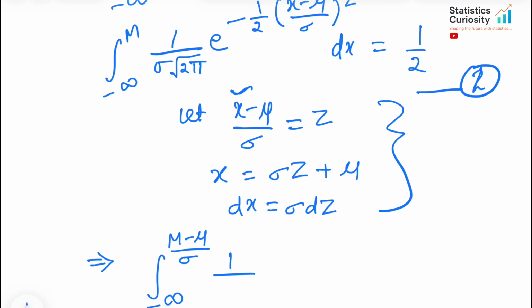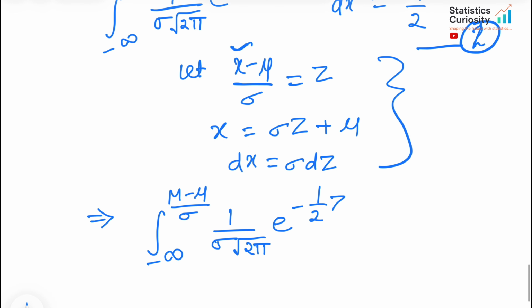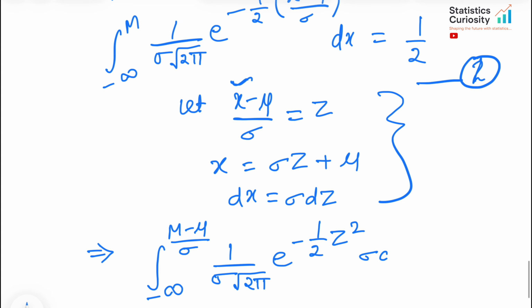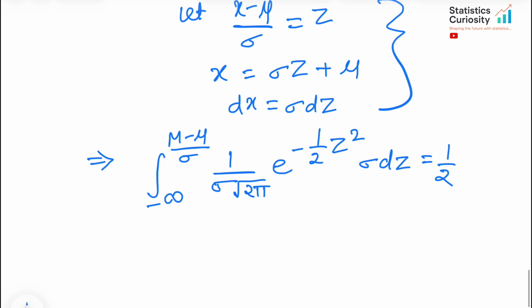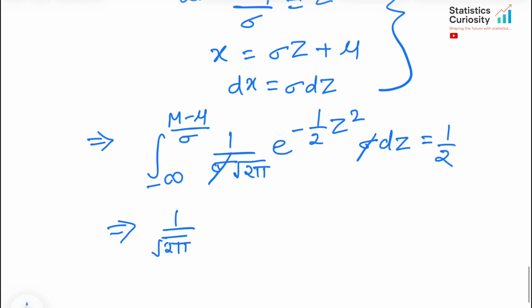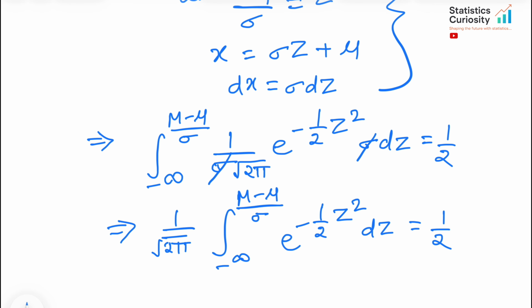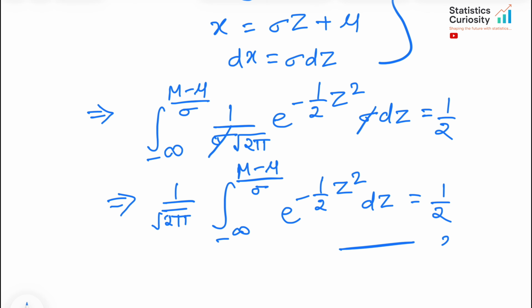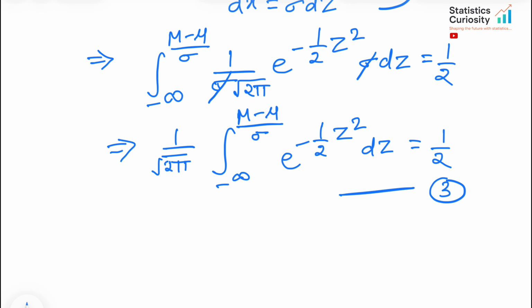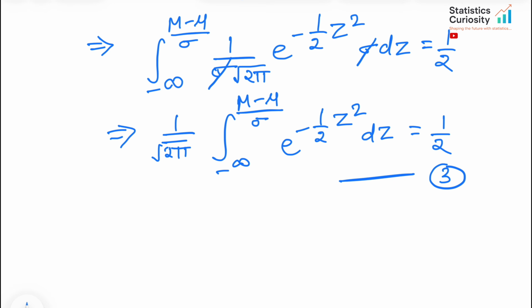Okay, 1 upon sigma root 2 pi e raised to the power minus 1 by 2 z square sigma dz equals to 1 by 2. Okay, now this sigma will cancel this sigma, and this 1 upon root 2 pi is actually the constant, so it will be outside the integration, and this will be minus infinity to (m minus mu) divided by sigma e raised to the power minus 1 by 2 z square dz equals to 1 by 2. Okay, now consider this equation as equation 3.